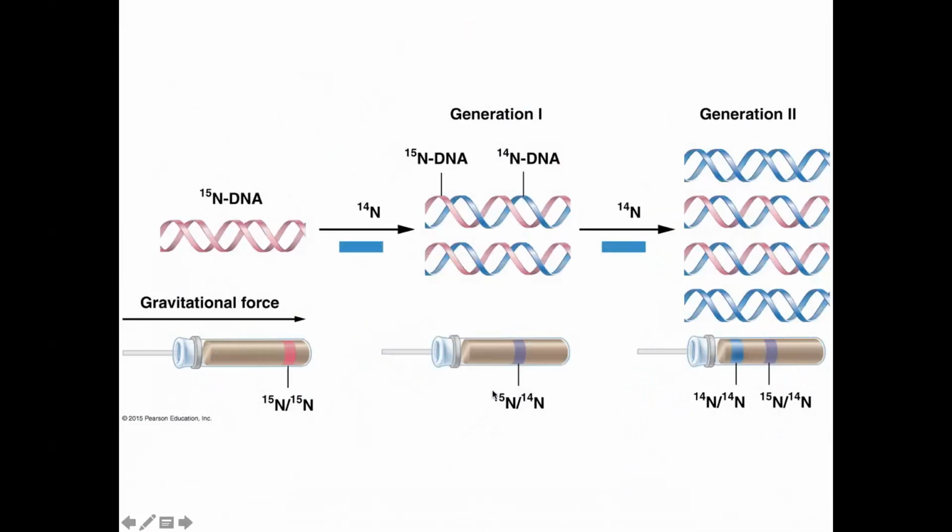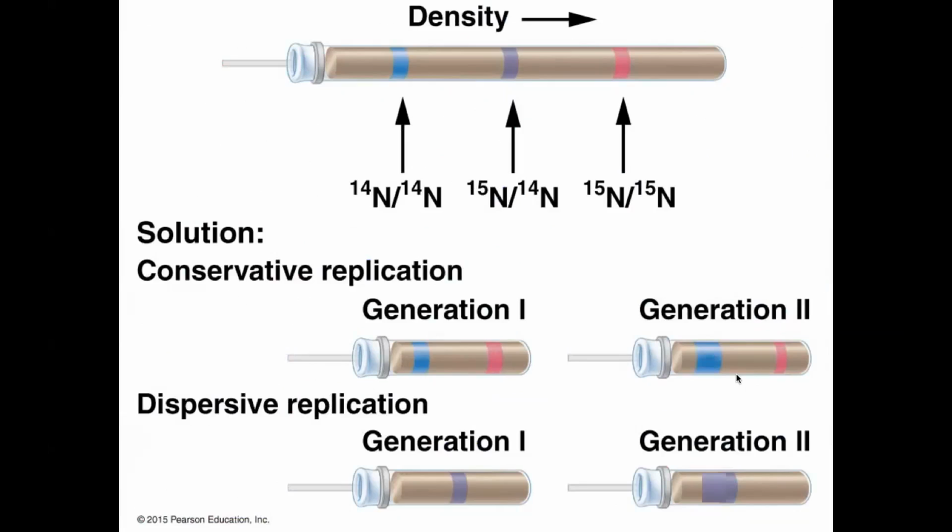So you predict two bands in your gradient, one at the hybrid position, the middle of the gradient, and one at the top of the gradient at the N14 position, the low density. So that's a very specific prediction in terms of how the DNA should band out in those cesium chloride gradients. And that pattern is different from either conservative replication or dispersive. So here's the prediction for these two alternative models.